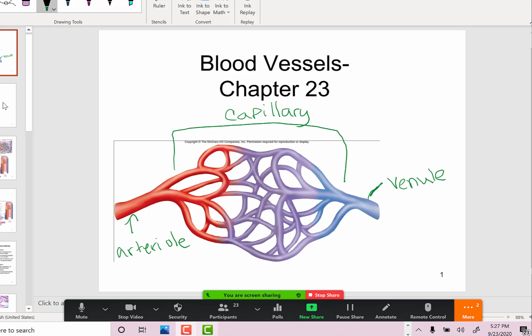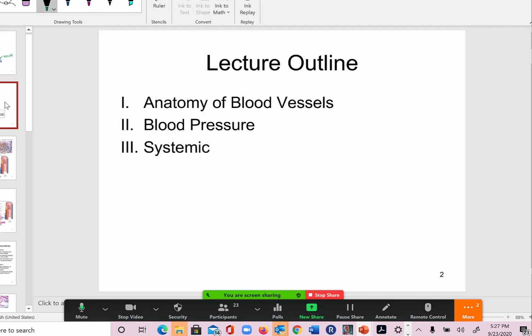Okay, so it's a very short lecture. There are only 15 slides. It's a short outline. We're going to go over the anatomy of all the blood vessels. Then I will just discuss a little bit blood pressure, because all blood vessels have blood inside them, and that means there's pressure from the blood. And a lot of students ask me exactly what is blood pressure and how do we measure it. Then we will compare systemic circulation versus pulmonary circulation.